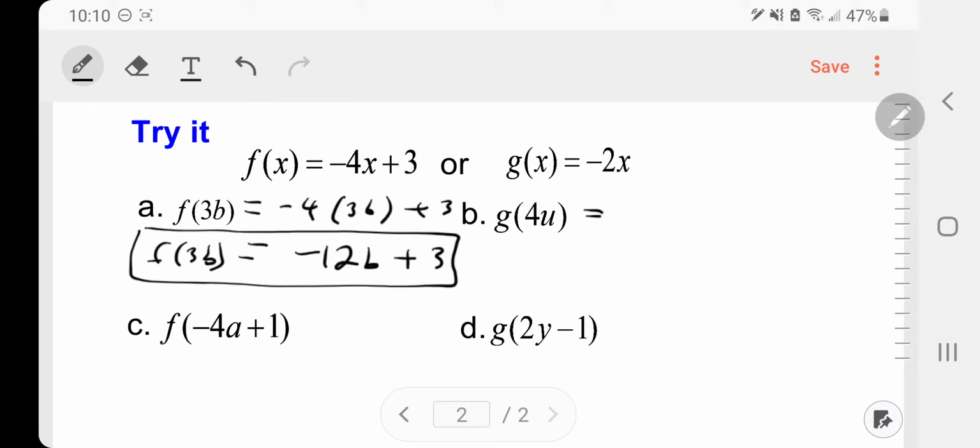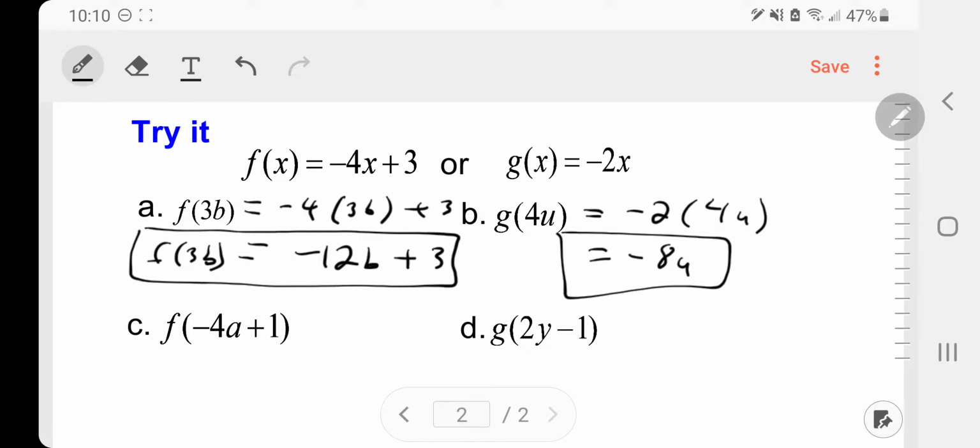Okay, the next one is g of 4u. Again, it's g, so that means we are using the g of x function, and 4u is what we are plugging into our input. Okay, so we get negative 8u, and again, can't go any further, so that is my final answer for that one. Negative 8u.